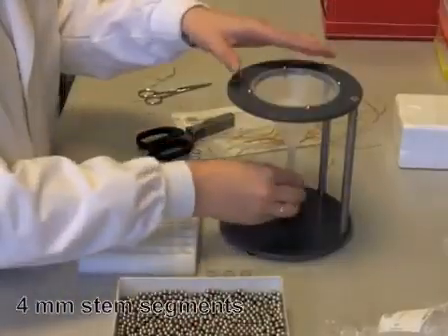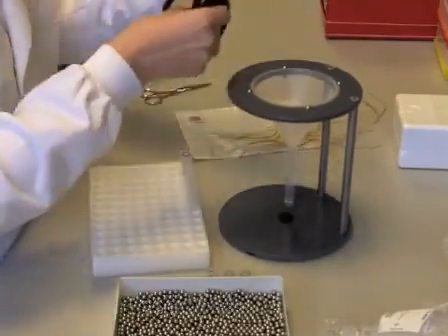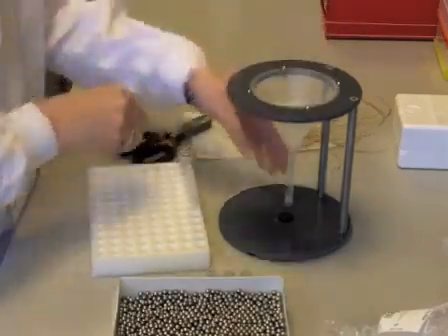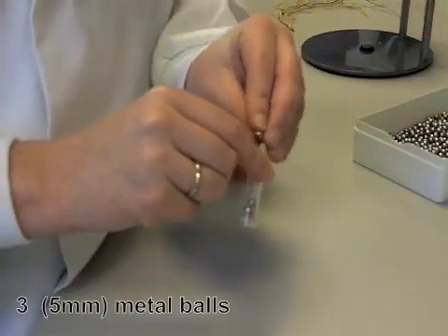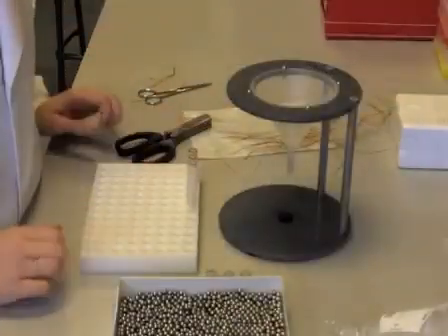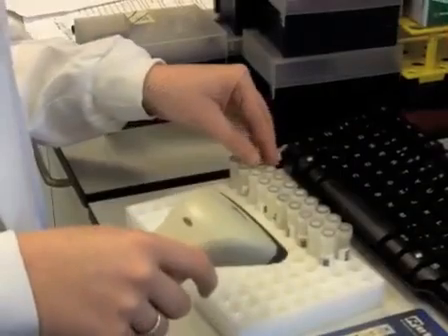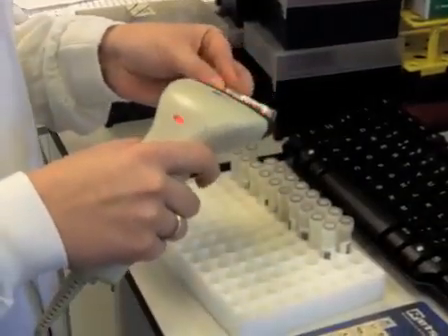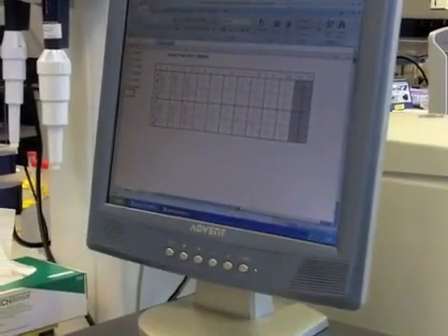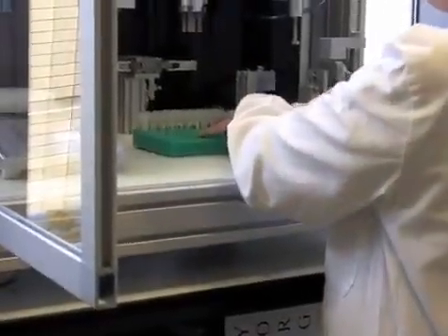The plant material is harvested as dry stems, which are cut as 4 mm segments. These are placed into 2 ml vials together with 3 5 mm metal balls. The vials are individually labeled with barcodes, which are scanned to ensure traceability of the samples. The samples are loaded into the grinding and formatting robot.